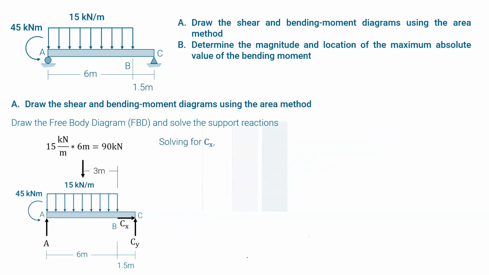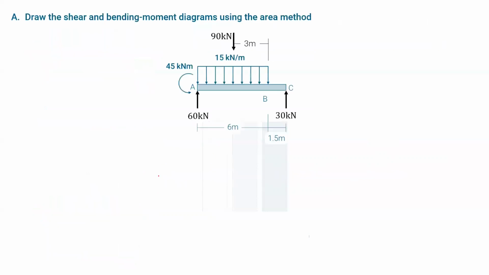Pero sa mga beam problems kasi, normally, wala namang horizontal load. So kapag nag-sum ka ng forces along the horizontal, the only vector there is yung Cx. And yun, so that gives you Cx is equal to 0. So normally ganito siya sa beam analysis, pero sa video natin, pinakita lang natin for completion purposes.